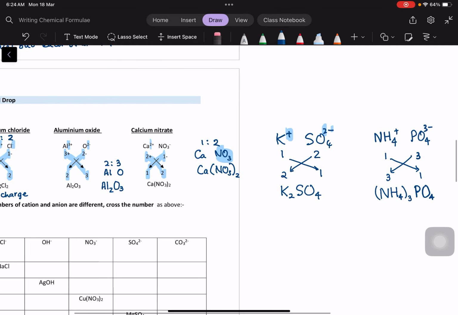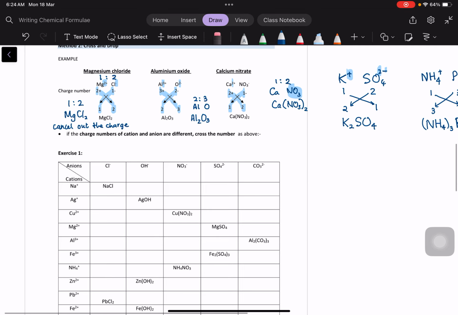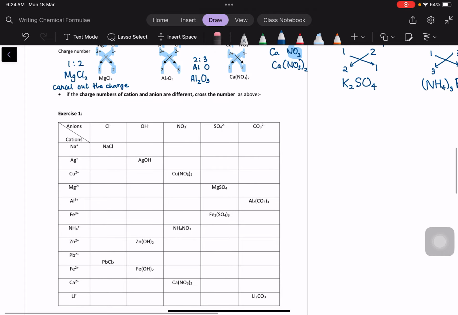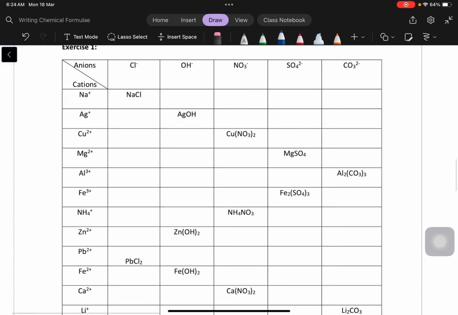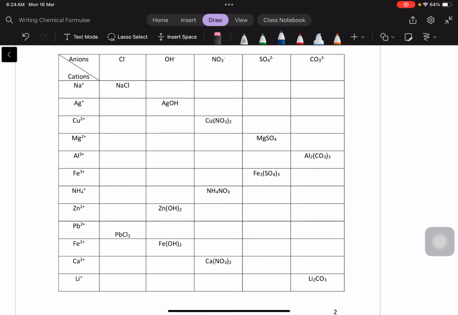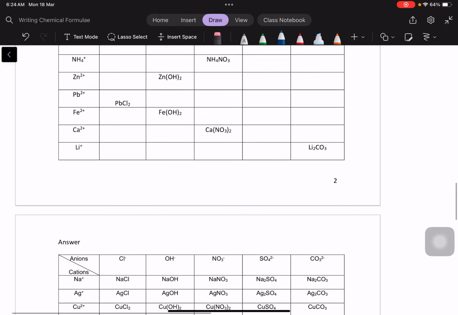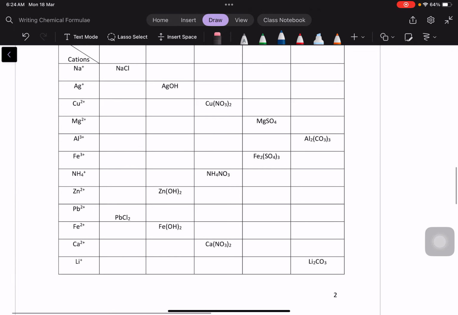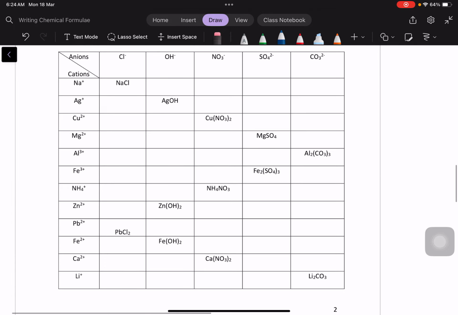Now, practice makes perfect. The following table gives you the formulas of ions, and you just need to combine them to form the suitable compounds. Once you're done, the more challenging exercise would be in exercise 2, and check your answers on the following page. I hope this video makes sense to you, and happy trying, and see you soon.